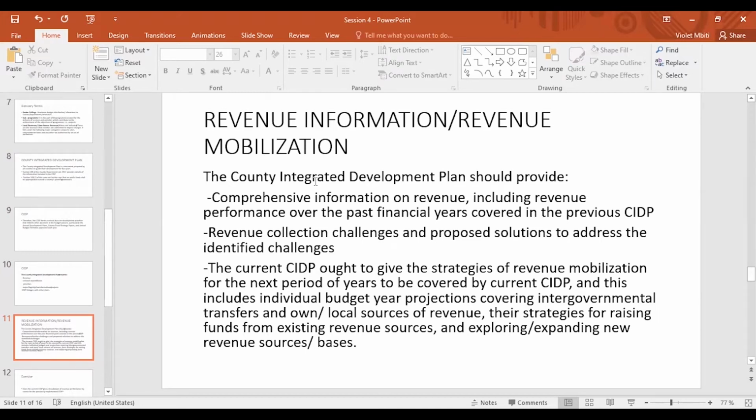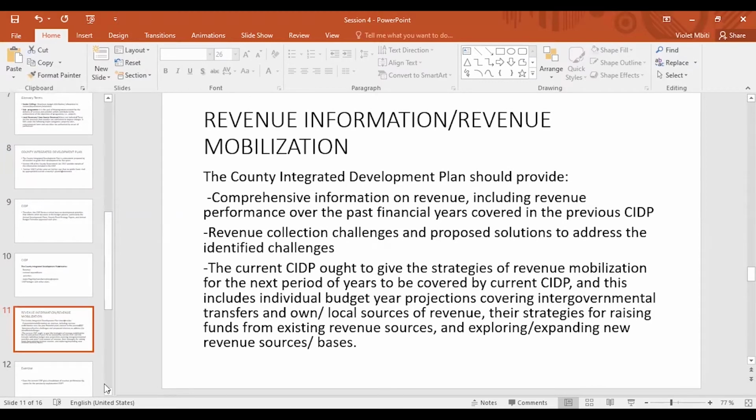The county integrated development plan should provide comprehensive information on revenue, including revenue performance over the past financial years covered in the previous CIDP. What they're referring to here is the CIDP for 2013 to 2017. It should also cover revenue collection challenges and proposed solutions to address the identified challenges. And the current CIDP ought to give the strategies of revenue mobilization for the next period of years to be covered by the current CIDP. This includes individual budget year projections covering intergovernmental transfers and local sources of revenue, their strategies for raising funds from existing revenue sources and exploring or expanding new revenue source bases.